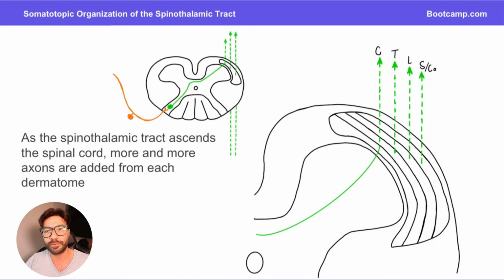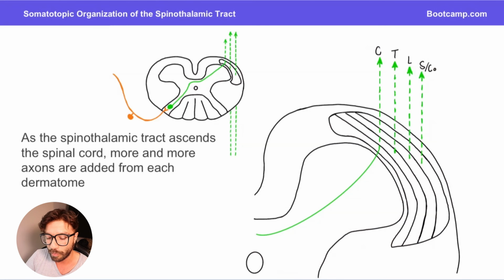So similar to how we saw in the dorsal column medial lemniscal pathway, we also have a similar somatotopic organization found in the lateral spinothalamic tract. However, it's going to be arranged slightly differently. We're actually going to have information from our cervical dermatomes be more medial, and then information from our lumbar and sacral regions be more lateral.